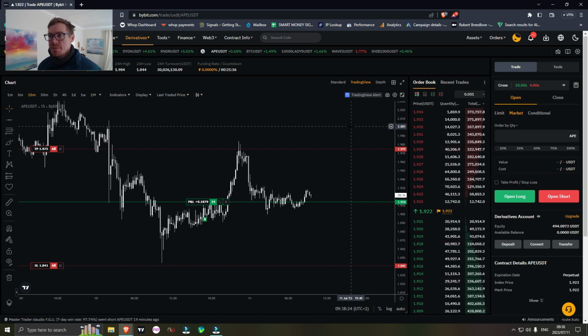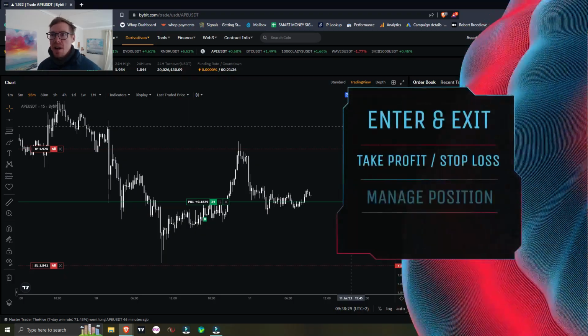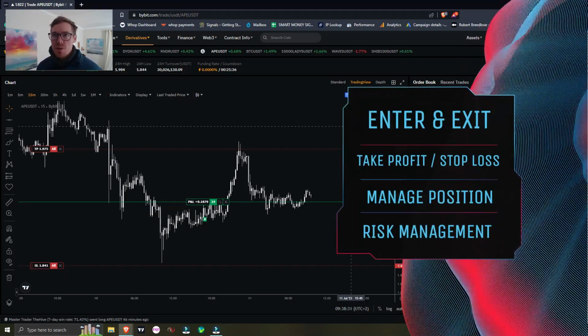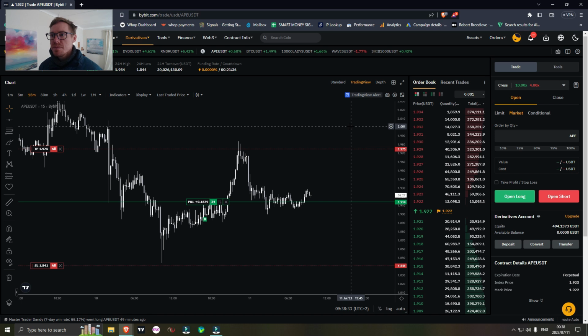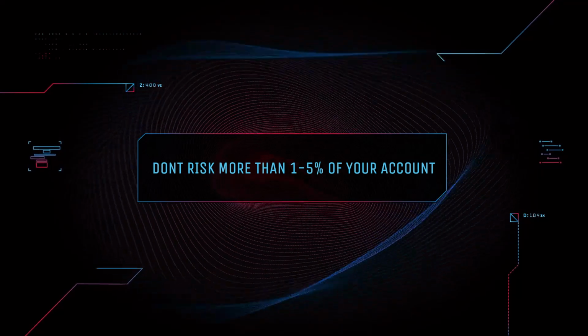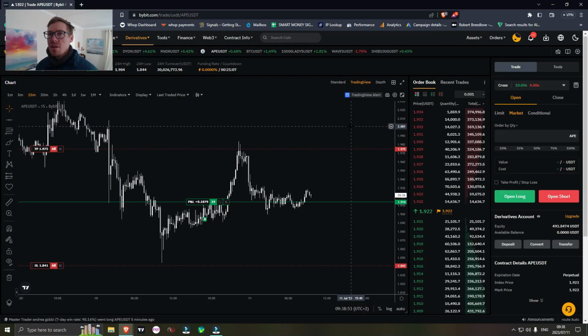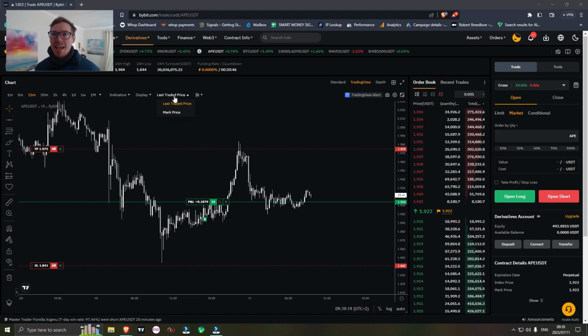And that is basically all you need to know to be able to trade on Bybit with leverage. How to enter a trade, how to exit a trade, how to take profits, how to set your stop loss, which is crucial, how to manage your position size, and risk management is the most important part of trading. So make sure that you don't enter risking more than 1 to 5% of your account if you're a beginner. This is exactly how I trade with Bybit. I don't use any other features. I don't think they're necessary.